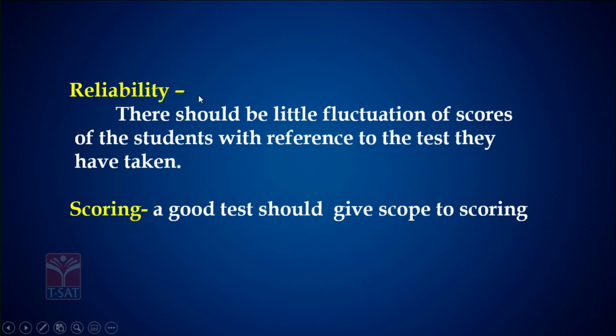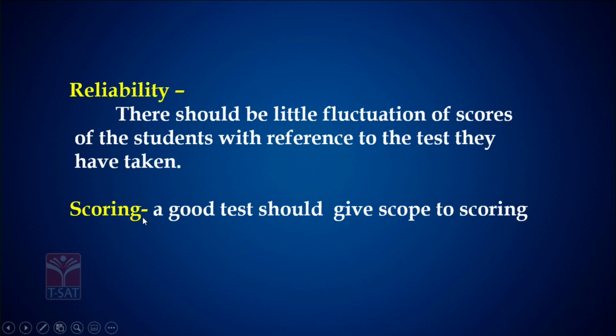And reliability refers to there being little fluctuation in the scores of the students with reference to the test they have taken. For example, a test is administered in the class, the strength of the class is nearly 50, only 2 or 3 students have gained 40 plus and all the other students scored only 10, 15, 20. In that case, the test does not have reliability. That means the range must be minimum. The difference between the best mark and the least mark should be minimum.